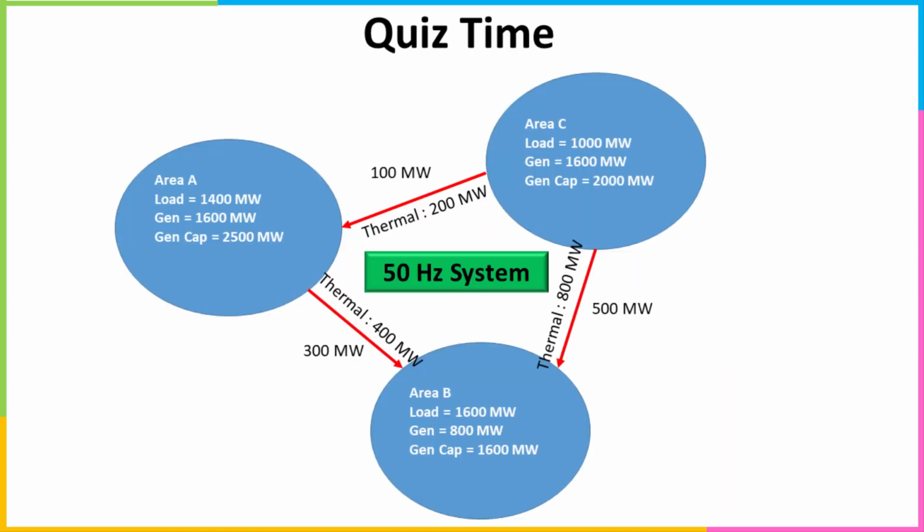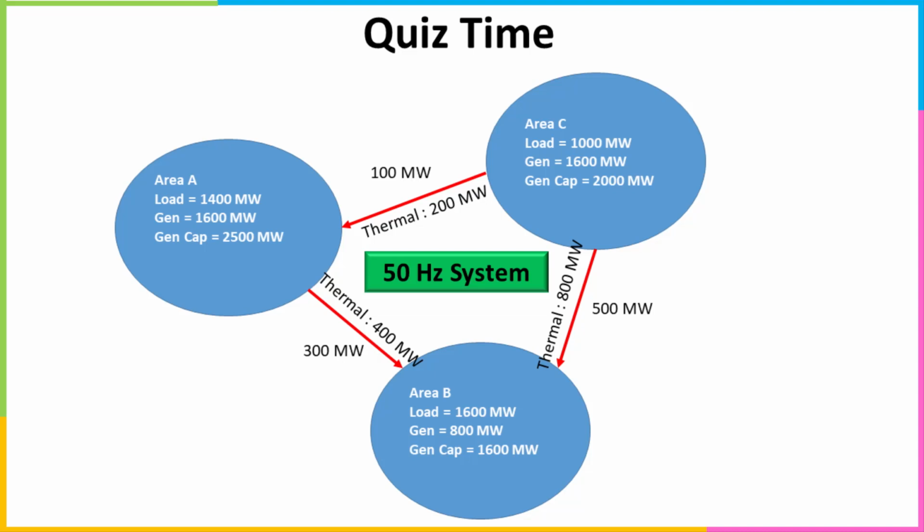So, just a small quiz for all of you. This is basically just to keep the audience alive. You can see there is a 3-area system. Area A has a generation of 1600 and a load of 1400 megawatt, and another area has an adequate generation of 1600 and a small load of 1000. And you can see there are tie lines with thermal loading limits. In area B, the load is high and generation is low. So have a look at this picture.